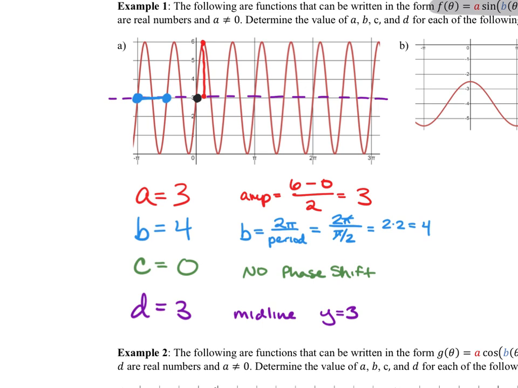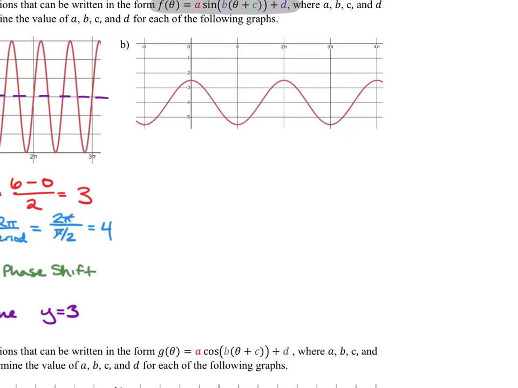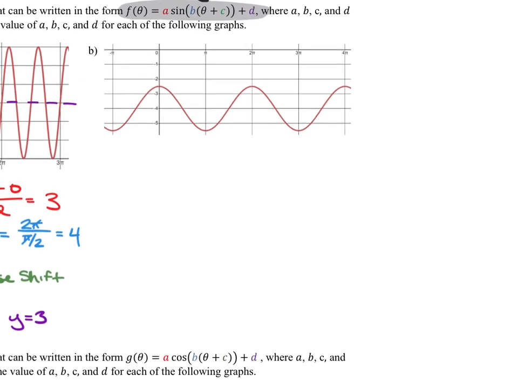Cool? I'm going to scoot this over just so I don't run out of space. For number B, we're still doing this one together. What kind of function is B? Cosine. We know it's cosine because it starts at a maximum. So that's going to be an issue for us later. We'll leave that problem for future us. Let's start with the easy stuff. A and D are going to be really easy to find. So I'm going to start with A and D. I personally like starting there.